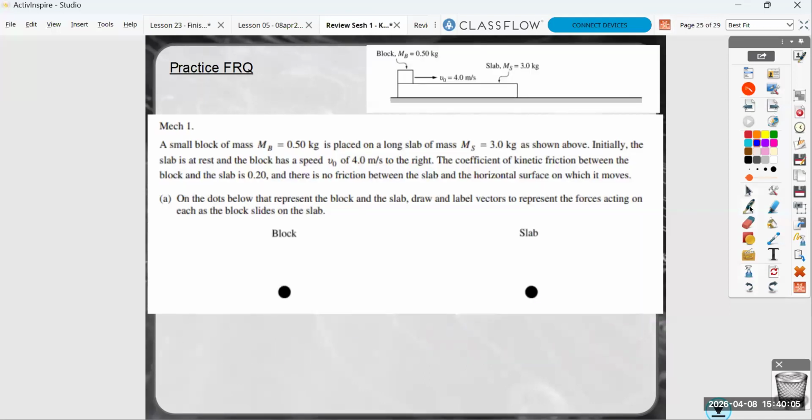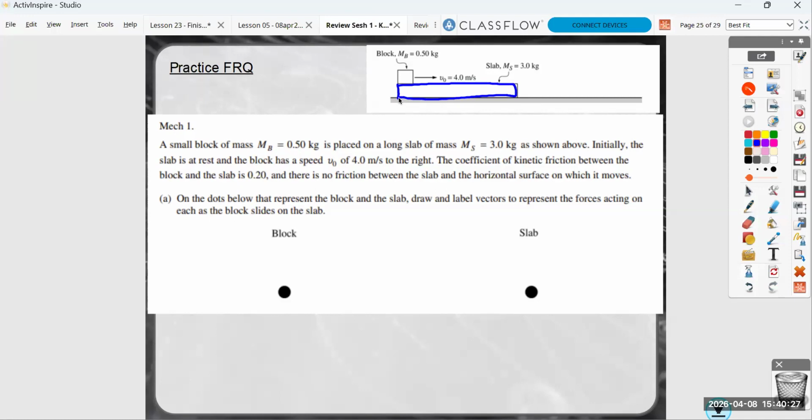We have a small block placed on a long slab, and initially the slab is at rest and the block mysteriously has some initial speed to the right. And we're told about the coefficient of kinetic friction. So let's actually start with the slab. Let's start with our slab buddy. What forces are going to be on our slab?